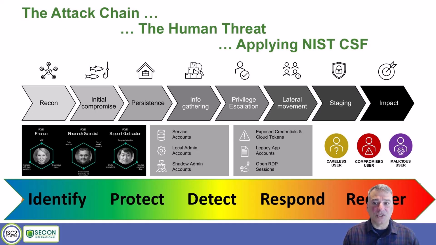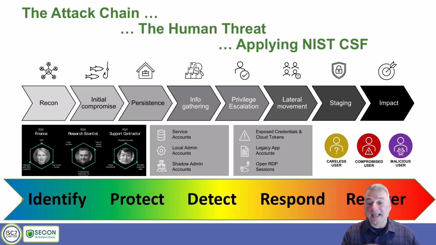So let's go back to the attack chain and the human threat. If we look back at all the different things that we're doing and give it a little more organization, we can apply the NIST Cybersecurity Framework to this, and it fits very nicely into those 8 stages. The 5 areas of the NIST CSF are identify, protect, detect, respond, and recover. And if you notice, identify and protect work well against recon and persistence. Detect and respond are looking at the info gathering all the way to lateral movement. And recover is basically figuring out how to mitigate staging and impact.